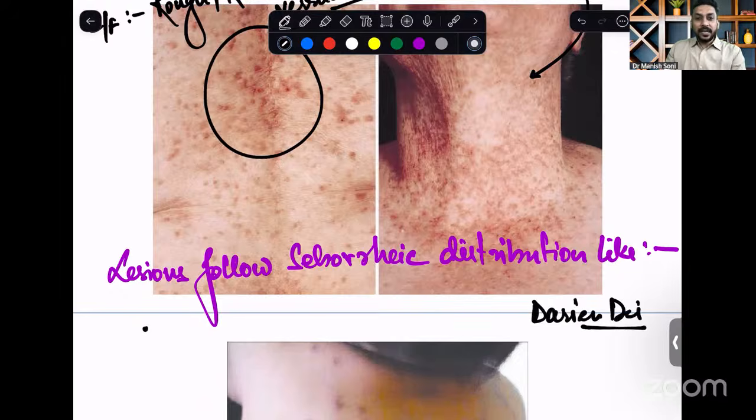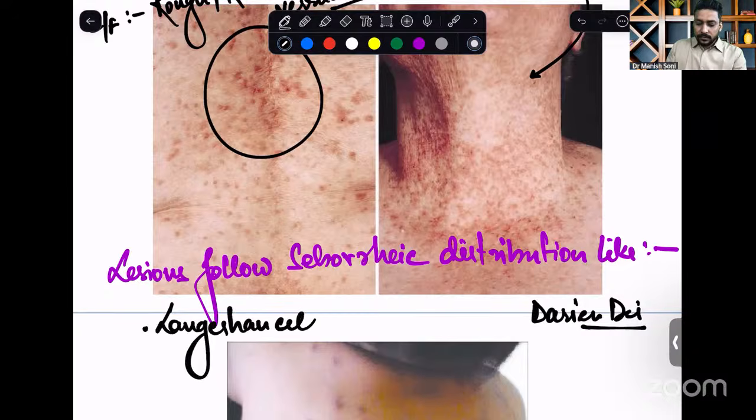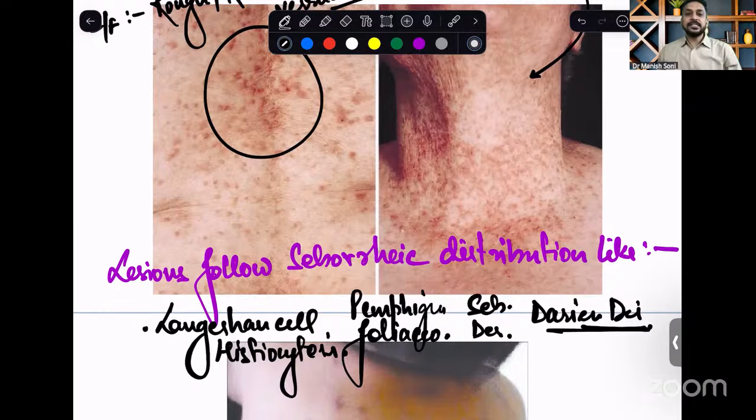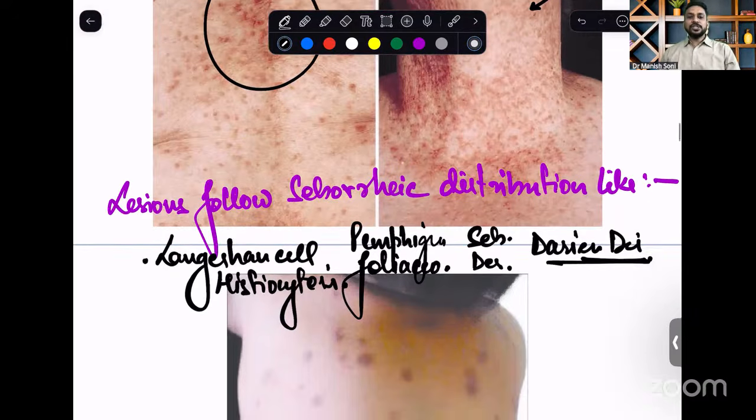Other than Darier disease, there are other conditions also, like Langerhans histiocytosis, pemphigus foliaceus, then seborrheic dermatitis, and Darier's disease. So these are four important conditions where lesions follow seborrheic distribution or seborrheic areas are involved.